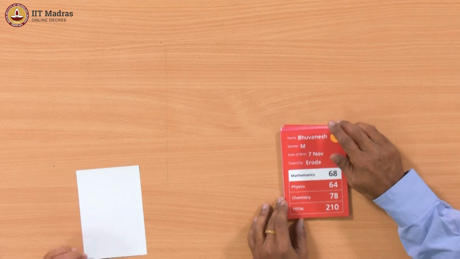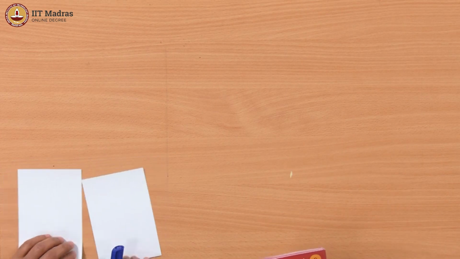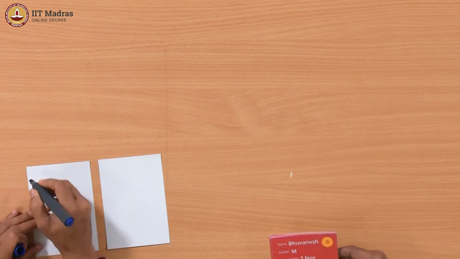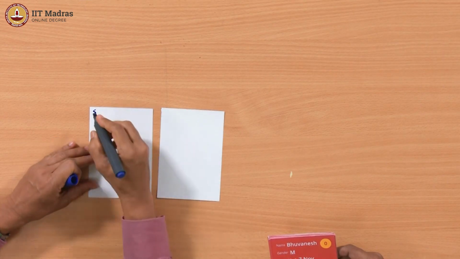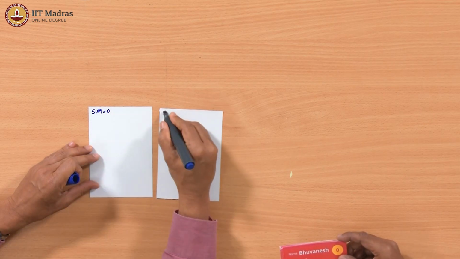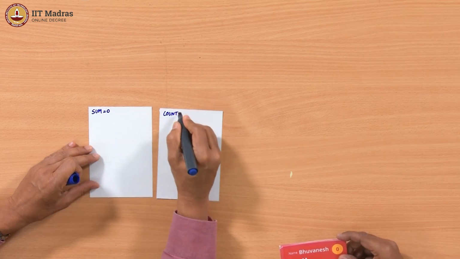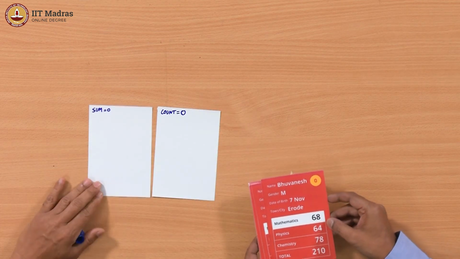Let's try that. So we are going to keep track of the sum and the count, which is initially 0, and we'll keep the count, which is also initially 0. Okay. So we see now the first card.